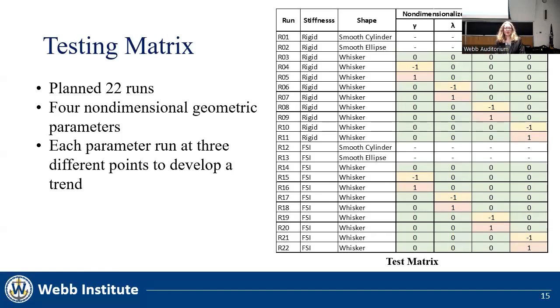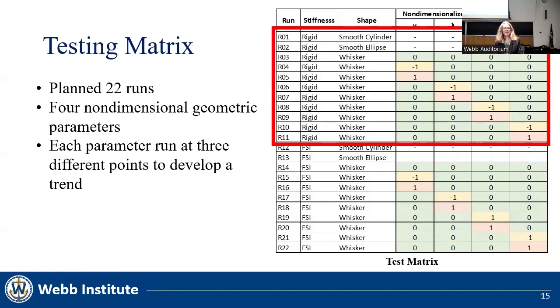On the right is our planned testing matrix. We will be testing each of the 4 non-dimensional parameters at 3 distinct points to characterize trends between the geometric parameters and vortex-induced vibration development. Along the top are the 4 geometric parameters. The first 11 runs are using a rigid test piece.